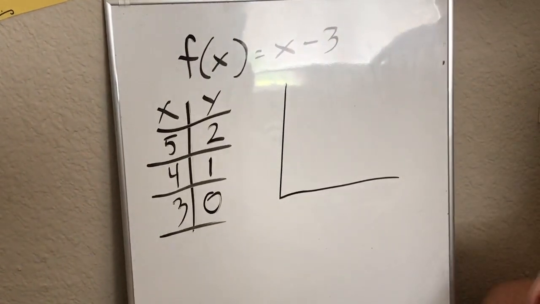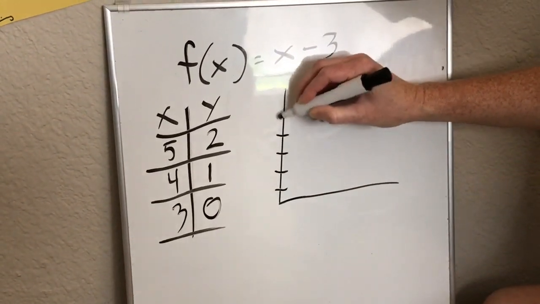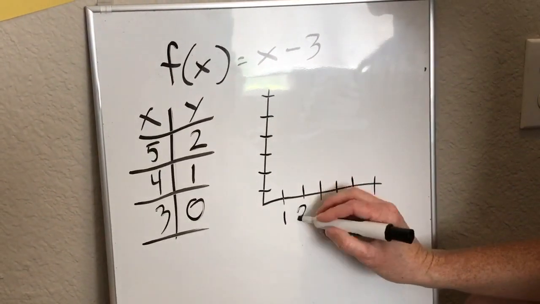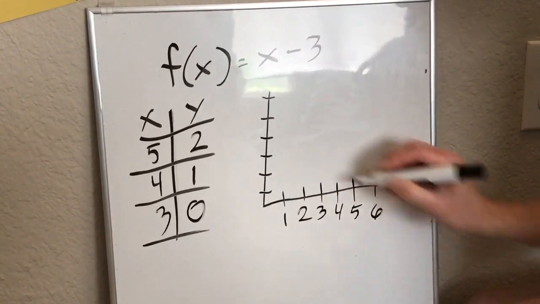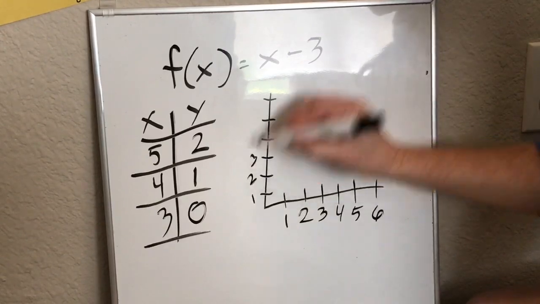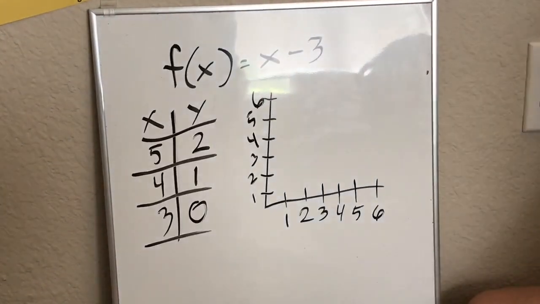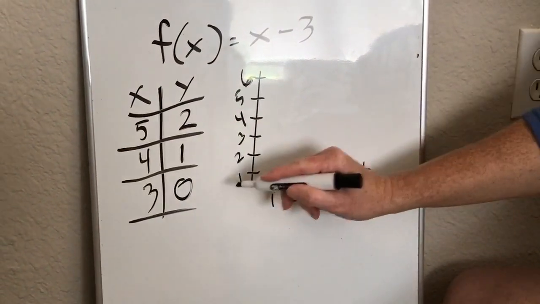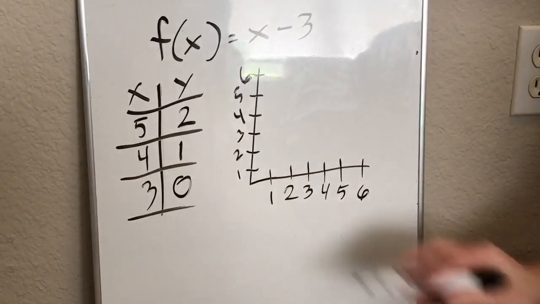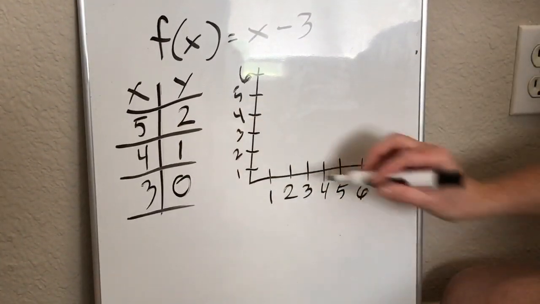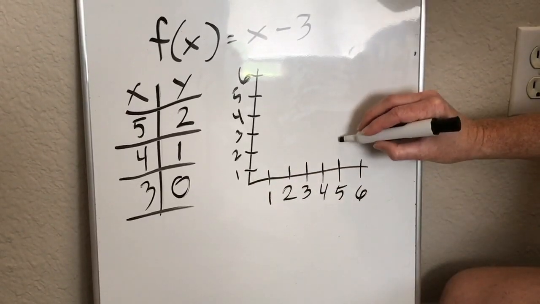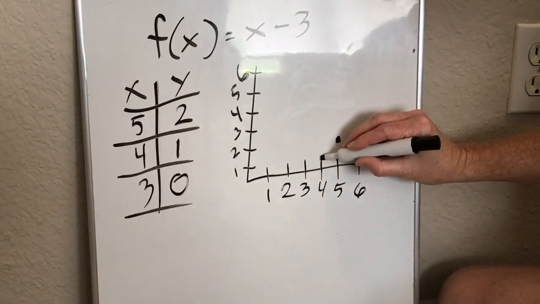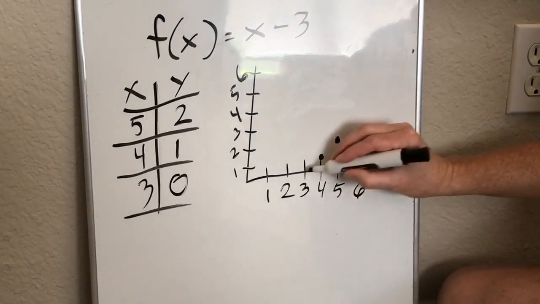So on a graph, I could very quickly go 1, 2, 3, 4, 5, 6, 1, 2, 3, 4, 5, 6. Now I'm not expecting perfection, and you guys do not have to draw these. So you don't have to draw this on your separate sheet of paper, but if you'd like to, you can. If I'm plotting these points, just like always, we have an x, and this is my x, and we have a y, and y is up and down. So I go 5 over and 2 up, 4 over, 1 up, 3 over, 0.